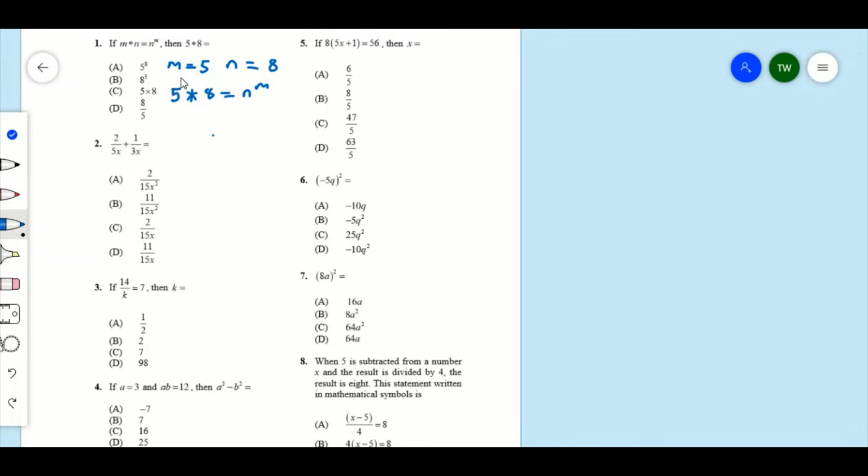What we're going to do is substitute the value for m and substitute the value for n. So here 5 asterisk 8 is going to equal 8, which is n here, and instead of putting back m, we're going to put the value of m, which is 5, so it's going to be 8 to the 5th power. Therefore 5 asterisk 8 is going to equal 8 to the 5th power. So our answer for this problem is going to be A. Sorry, it's going to be B.